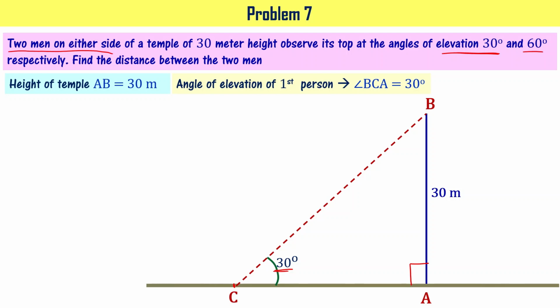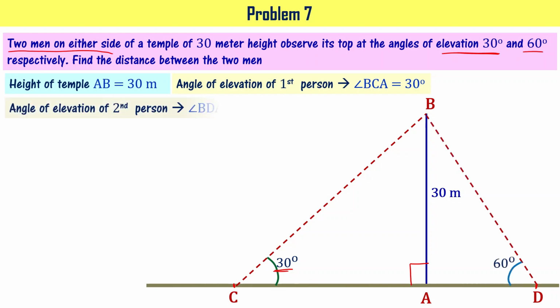Now let's go to the second person who is standing on the other side, right? Let's say that his location is at point D. Now if you connect B and D, the line makes an angle 60 degrees with line AD, right? That is called angle of elevation of the second person. That is angle BDA equal to 60 degrees. As you see here, triangle BDA also is a right triangle, right? Angle A is 90 degrees and angle D is 60 degrees. This is an acute angle and the other angle is also an acute angle, right?